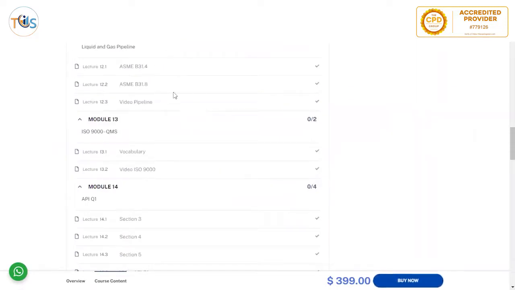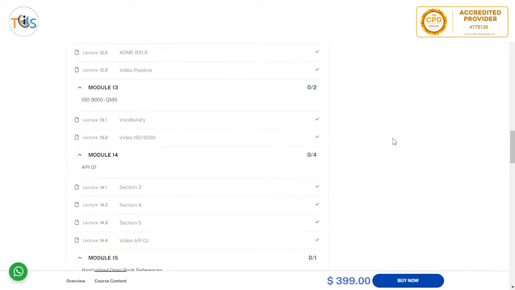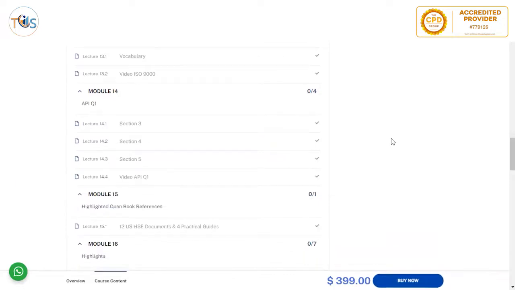These are recommended to read. We have also brought them. It's not for the exam because this is already covered in API 1104. For the sake of your study, we brought it as well.